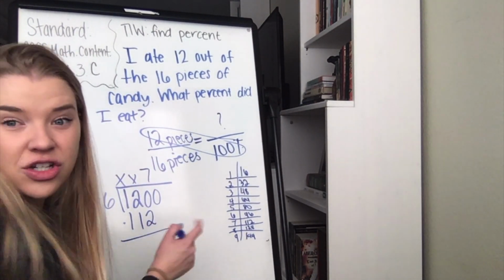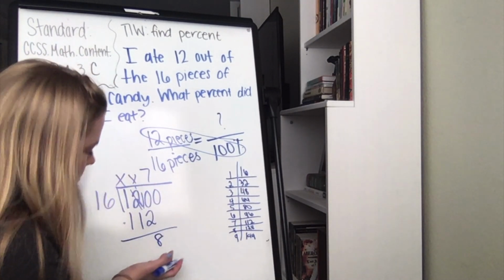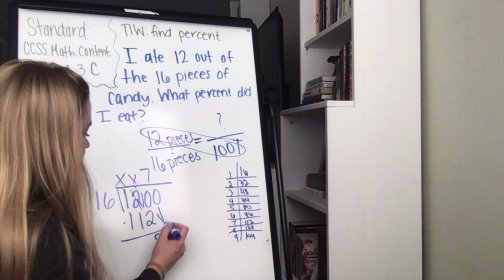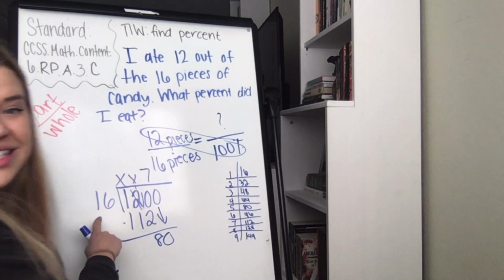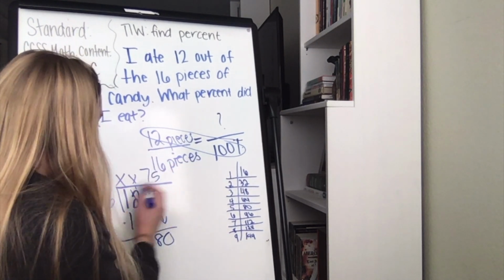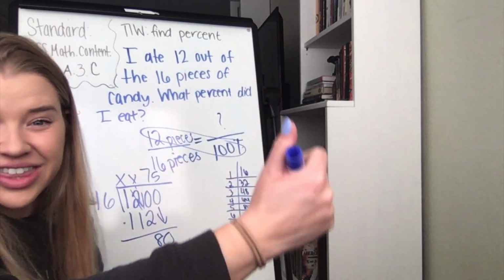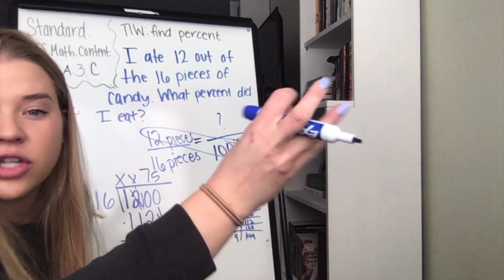0 minus 2, I can't do that. I have to borrow. 10 minus 2 is 8. 1 minus 1 is nothing, and another 1 minus 1 is nothing. So I have to bring down my next number. Can 16 go into 80? Looking at my chart, yep, it can go in 5 times. 16 times 5 is 80. 80 minus 80 is 0. I have nothing left to pull down, and my remainder is 0, so I'm done.